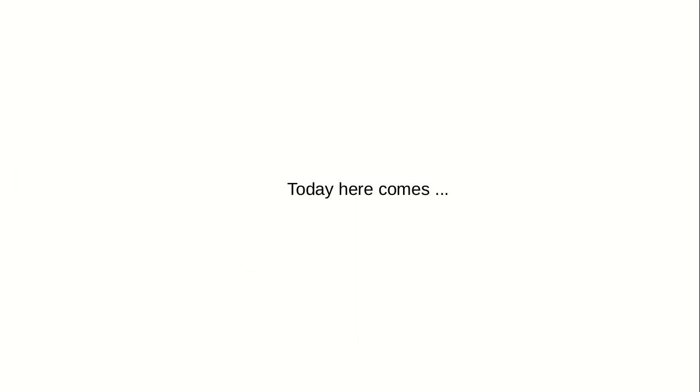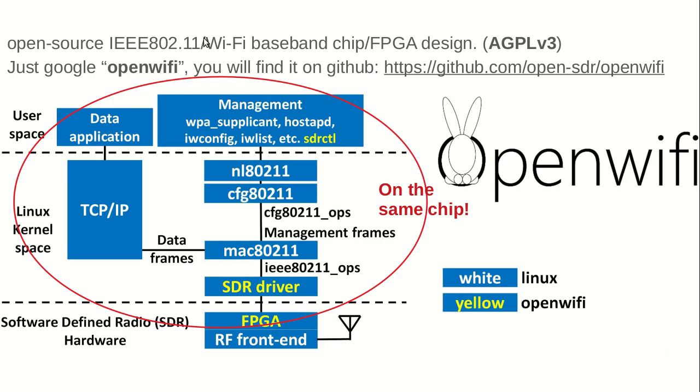Now, today, here comes the open source Wi-Fi baseband chip design under AGPL v3 license. You don't need to remember our website or the GitHub address. You just search openwifi. You will find it because currently the project has become quite popular. We follow the basic framework defined by Linux. As I said before, we have released the FPGA design, which is in Verilog, high-level synthesis, and some block diagrams.